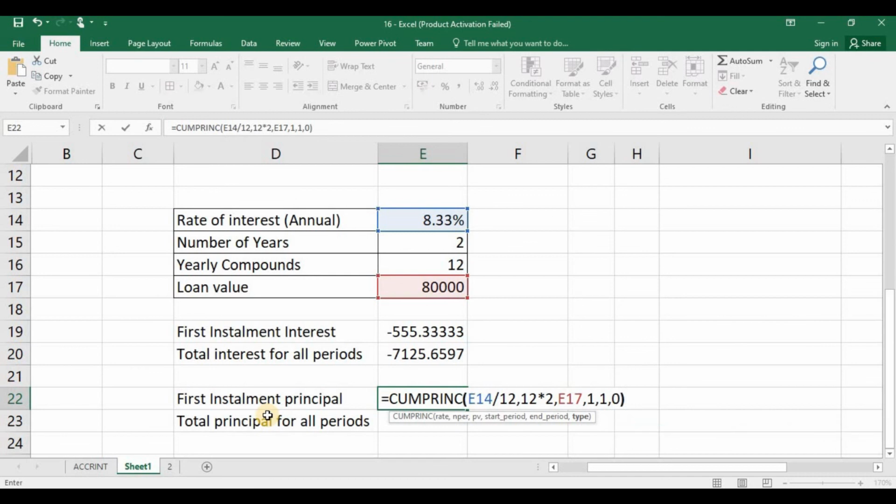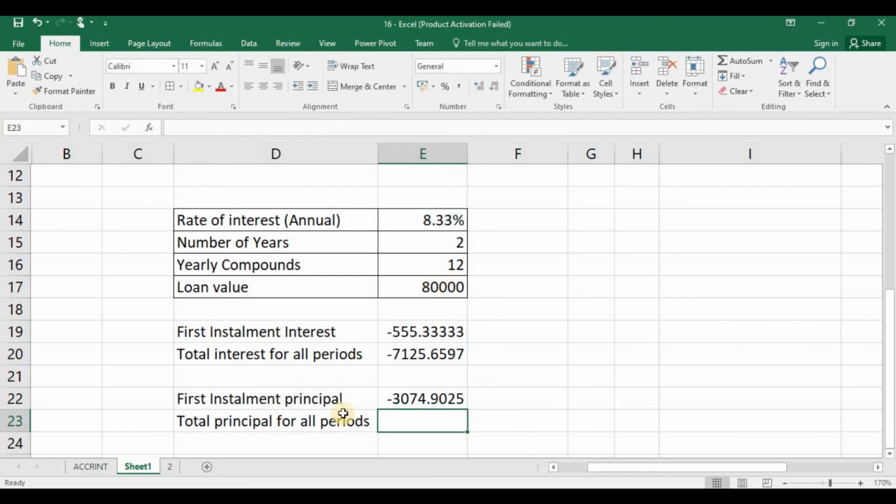Close the round brace. Press enter. See, this is the principal amount for the first month's EMI. To calculate the total principal of the loan, change the end period to 24. Then it will give the total principal amount. We have seen how to calculate the interest and principal for a specific period or between two periods. Using these formulas, we can calculate the EMI amount of a loan.